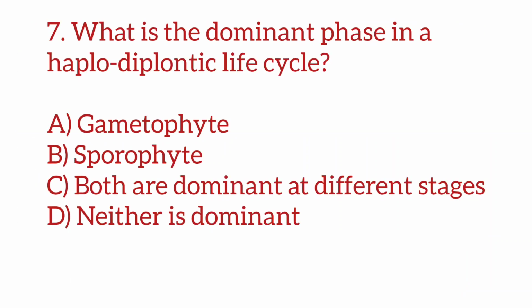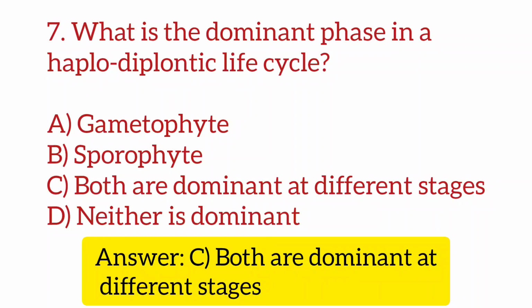Gymnosperms. 7. What is the dominant phase in a haplodiplontic life cycle? A. Gametophyte. B. Sporophyte. C. Both are dominant at different stages. D. Neither is dominant. Answer C. Both are dominant at different stages.